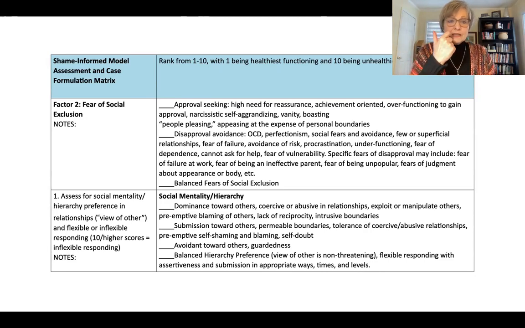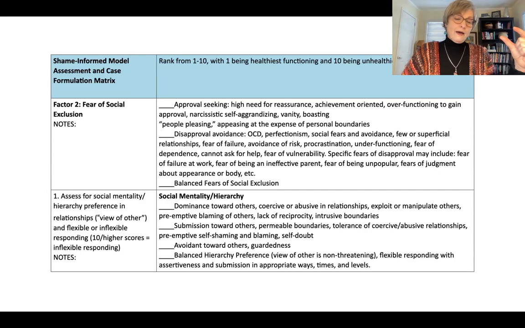Social mentality theory is a view of dominance or submission in others and self. We all have this as humans. We all socially rank ourselves and we all socially rank others. Ideally, though, we can have a flexible response to others. We can maybe be more of a leader in certain situations. We can also be more submissive in certain situations.